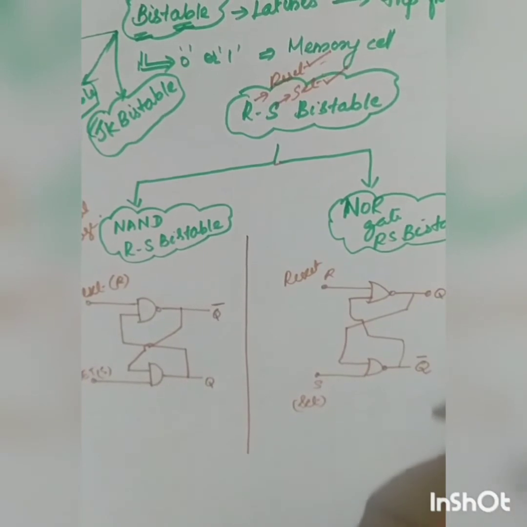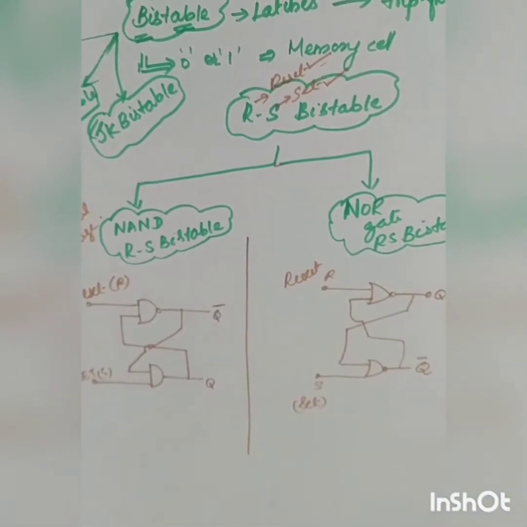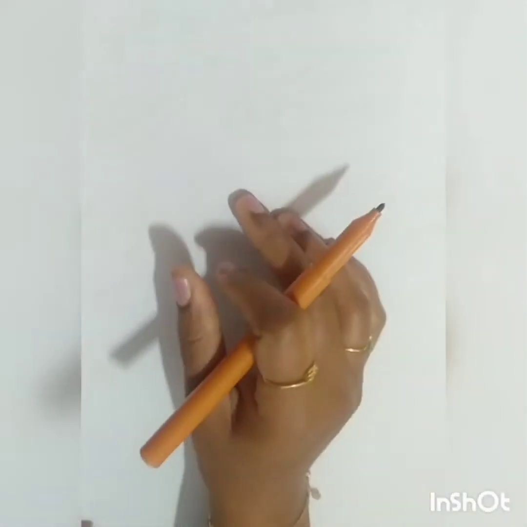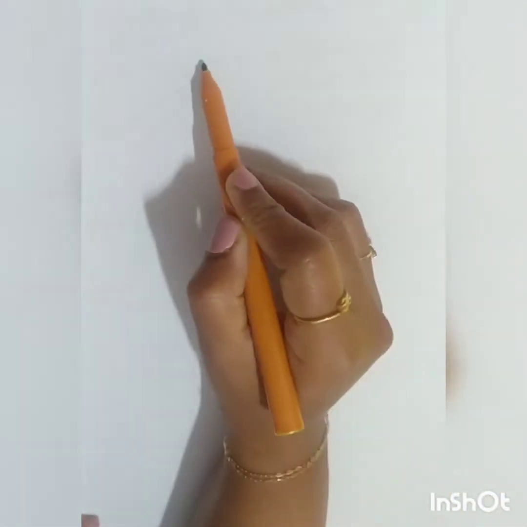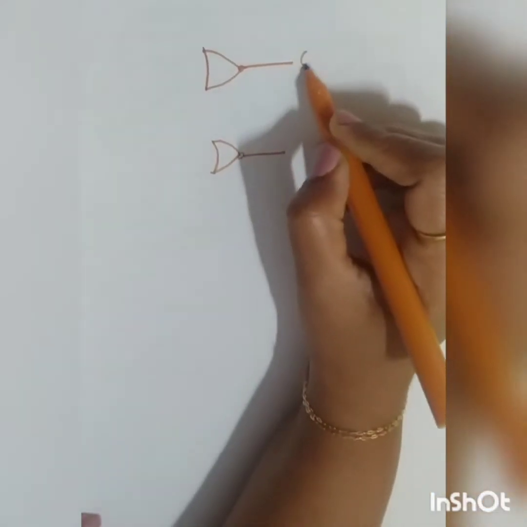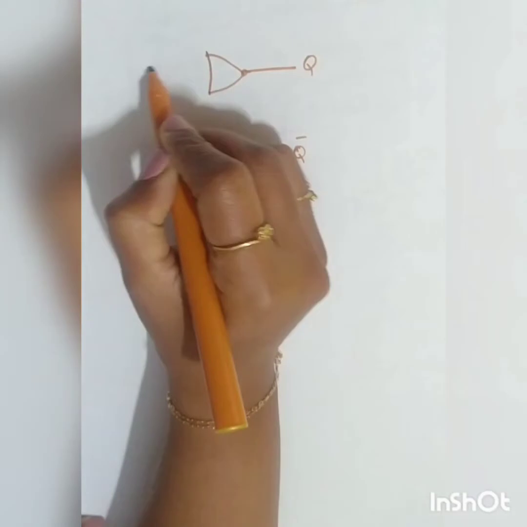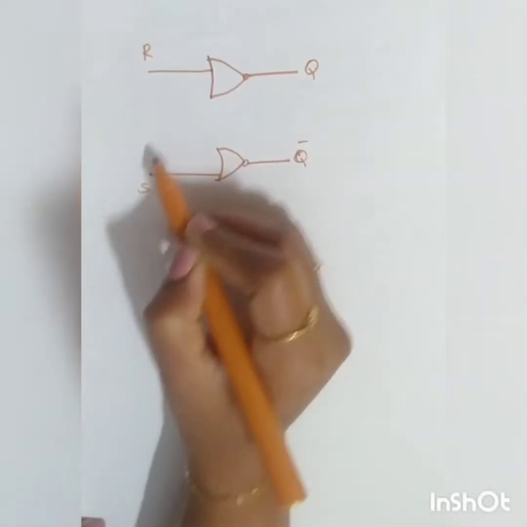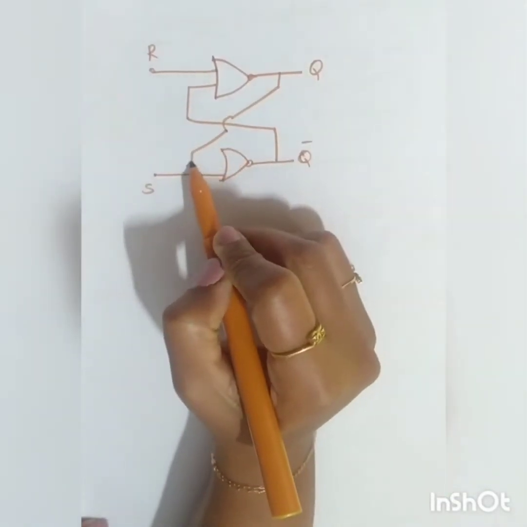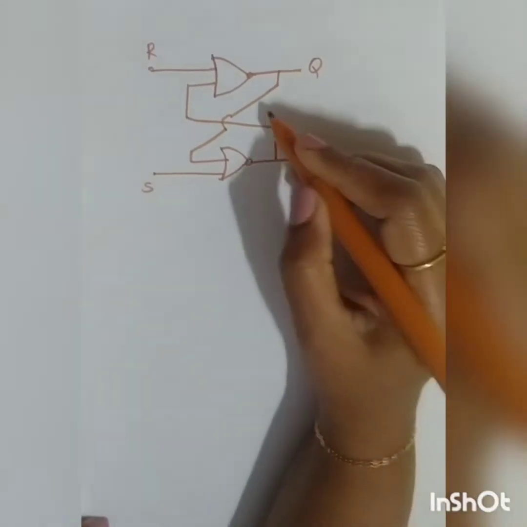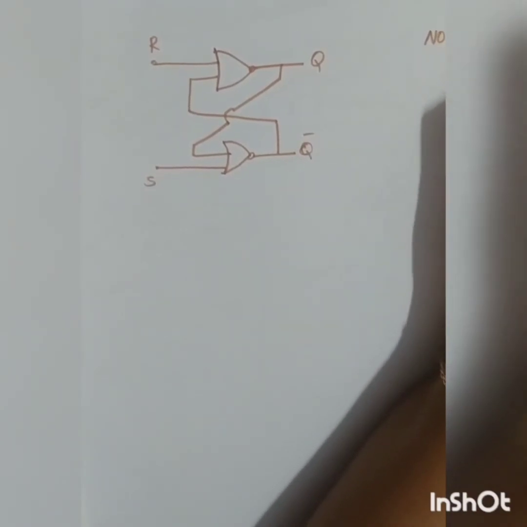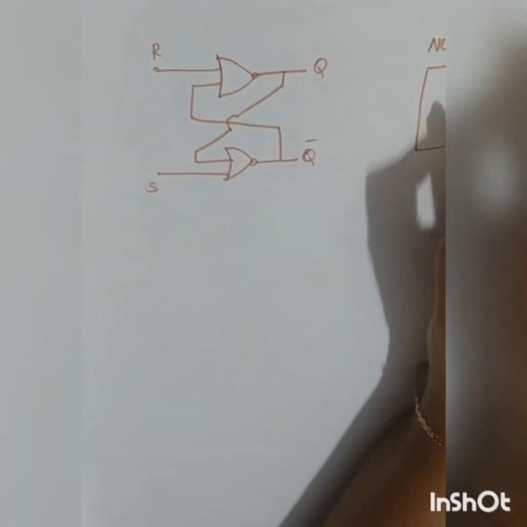So now let us see in detail the first type. Let us see the NOR type, NOR gate RS bistable. Let me draw the diagram once again. So in the NOR, this will be your Q, Q bar, R, S. Next you are going to give the feedback. Now you are using the NOR gate, right? So let me write the truth table of the NOR gate, so that it will be easy for you to understand the concept.